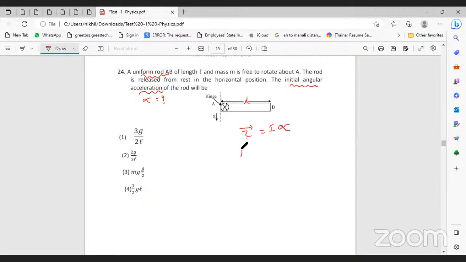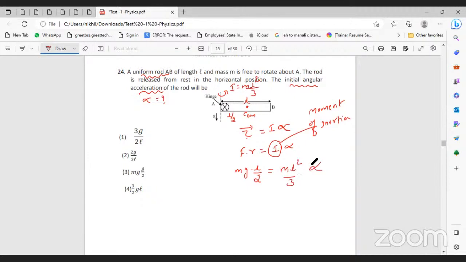What is the torque? Force into distance, which is equal to I into alpha. What is the force here? Mg. What is the perpendicular distance from the center of mass? This is the center of mass, right? From the center, what is the distance? L by 2. What is the moment of inertia I here? This moment of inertia I for one end of the rod is given by m into L squared by 3. So moment of inertia is mL squared by 3 into alpha.